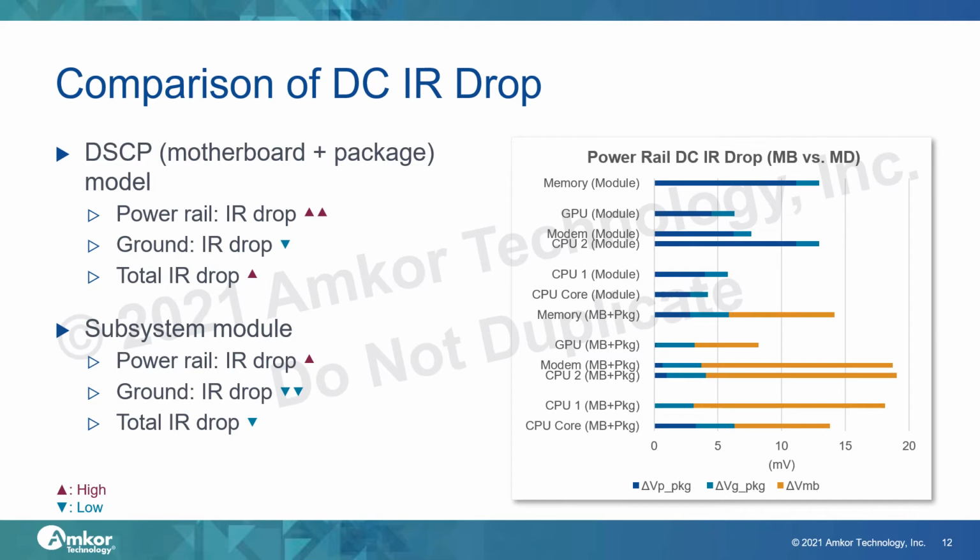Consequently, each rail of IR drop in the subsystem module was improved by 30% up to 20% compared to the DSCP model with the package. The ratio of improvement is not that important because it depends on layout design strategy and the expertise of the designer. The important conclusion is that the subsystem module can provide a reduced total IR drop.